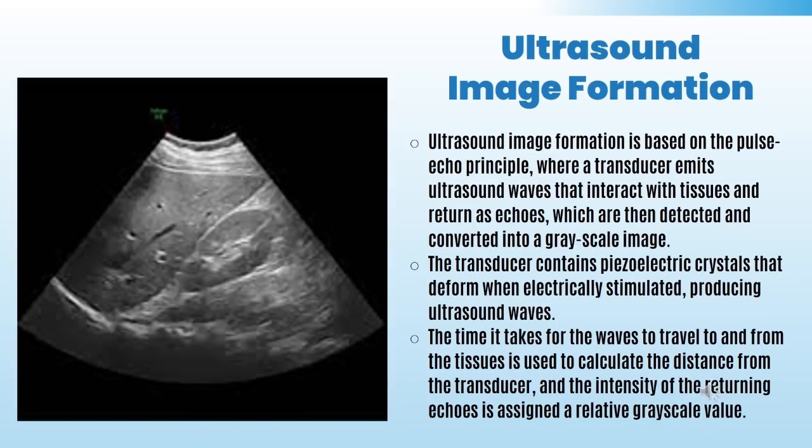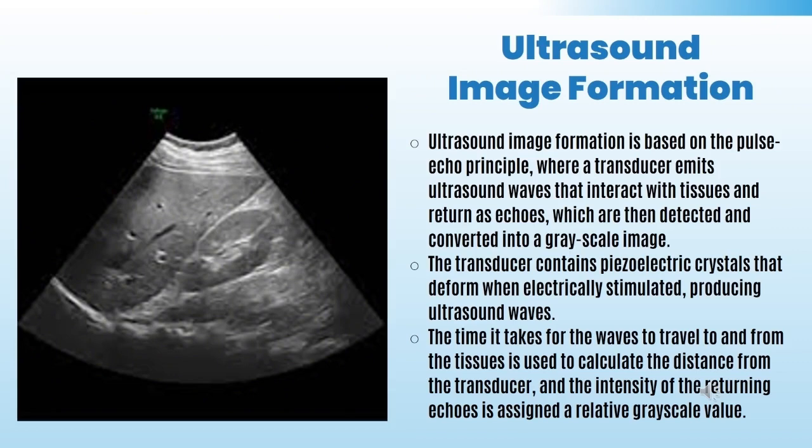So here, ultrasound image formation. We're going to discuss how the image is produced. So here it says ultrasound image formation is based on the pulse echo principle, where a transducer emits ultrasound waves that interact with tissues and return as echoes, which are then detected and converted into a grayscale image. That is a very well explained process in such a small sentence, should I say.